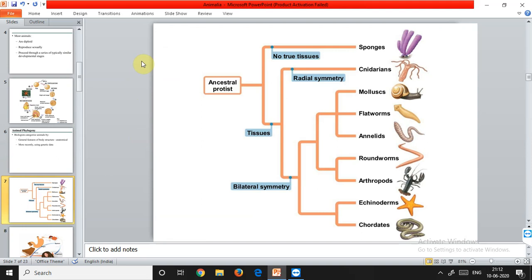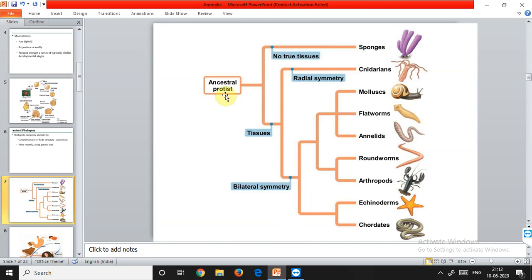So this is according to the phylogeny, how they are related to each other. These lines show how everything is related to each other. This is also called the phylogenetic tree. It is made for both plants and animals. So the first one is the ancestral protist.